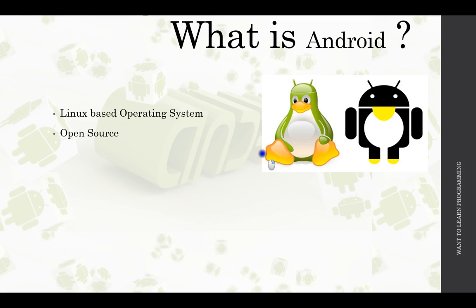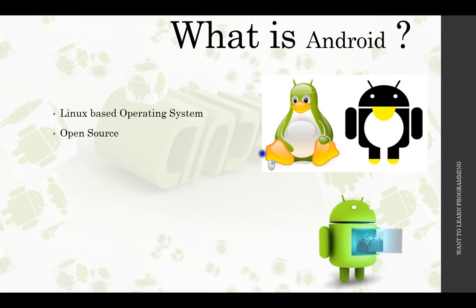As I mentioned previously that Linux is open source, the same way Android is also open source. The open source has following key philosophies. Firstly, the freedom to run the program for any purpose, and second, the freedom to study how the program works and change it to make it do what you wish. Third, the freedom to redistribute copies so you can help your neighbors. And lastly, the freedom to distribute copies of your modified versions to others.